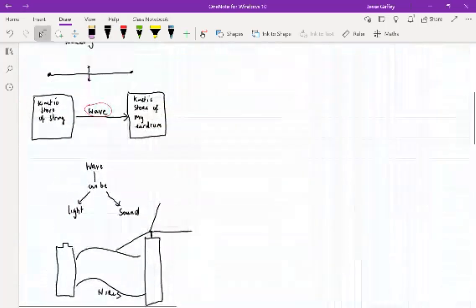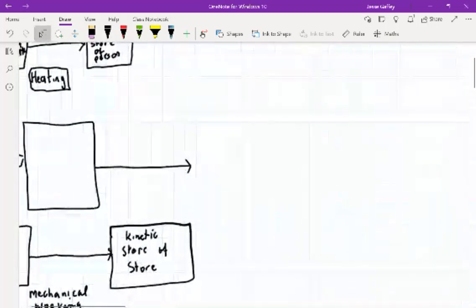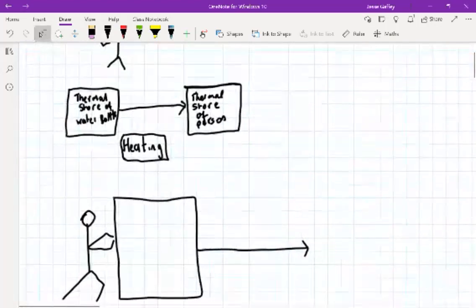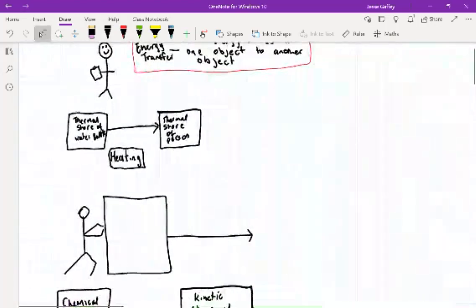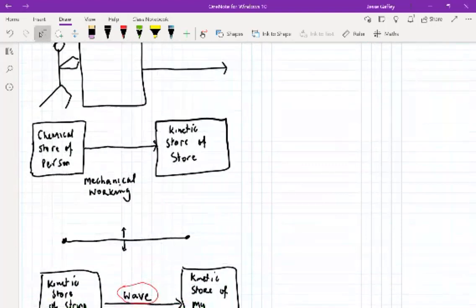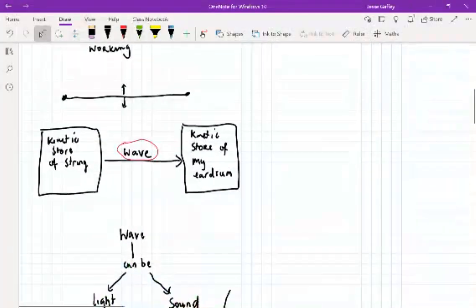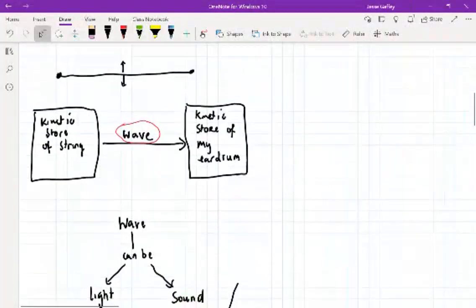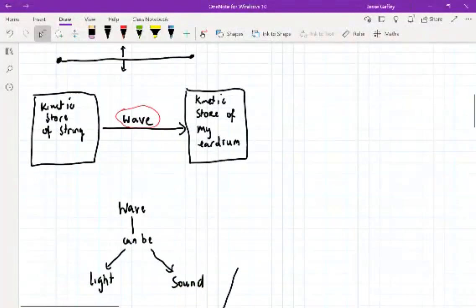Let's quickly recap them. We have heating, the first type of transfer of energy. We have mechanical working, which happens when you've got 2 objects in contact and there's a force applying. So one object applies a force on another object, causing it to move, so either a push, a pull, or a drag, something like that. We have wave transfer then, which is basically sound or light.